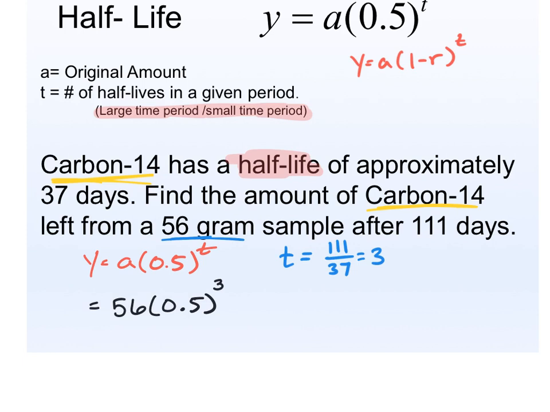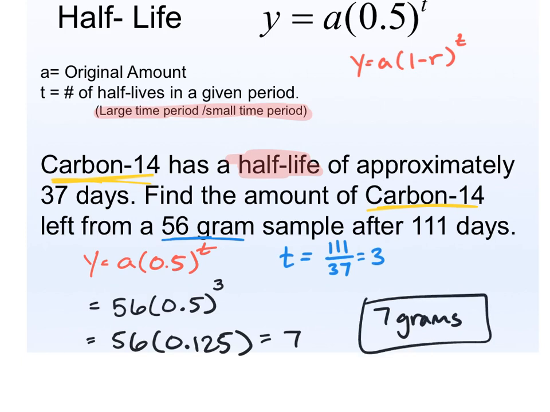All right? What I would do in my calculator is go 0.5 raised to the third power. Okay, and I'll write this one just to show you the example. So that means we're left with 56 times 0.125. And then I'll multiply that by 56. And you get out 7. So after 111 days, we would have 7 grams left.